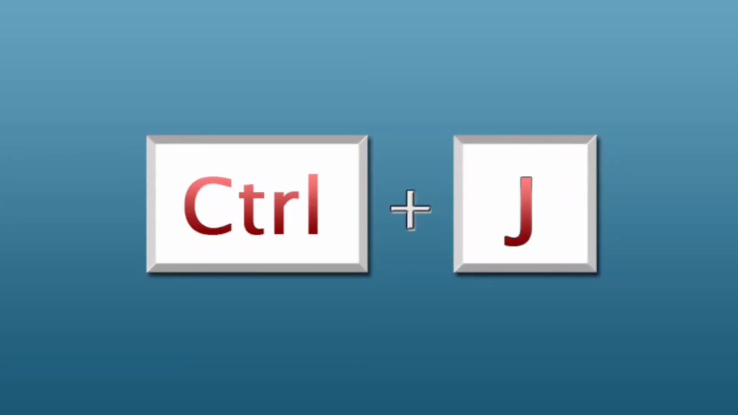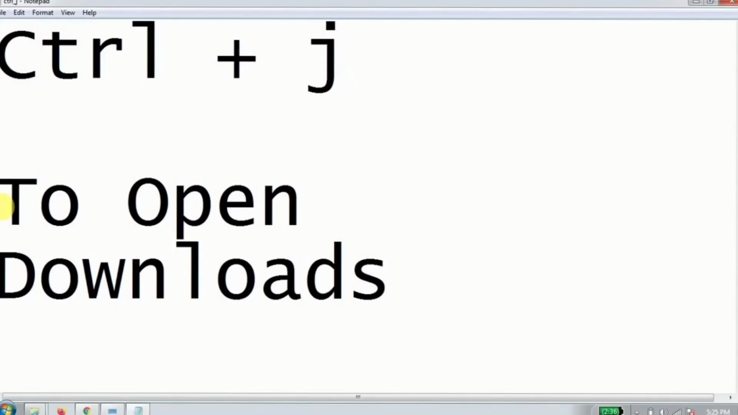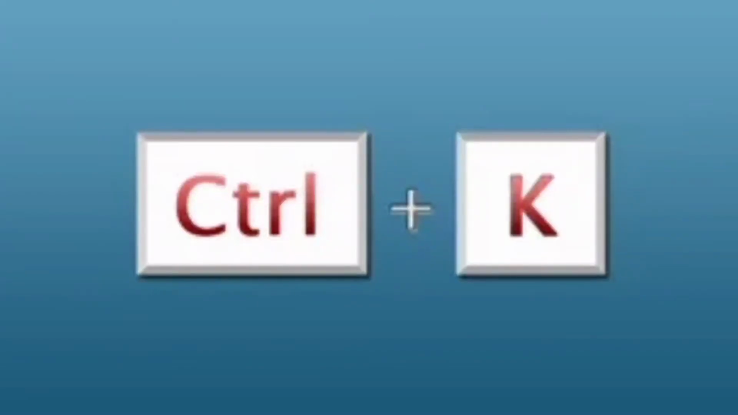10th shortcut is Ctrl plus J, alternatively referred to as Ctrl J. It is a keyboard shortcut that varies depending upon the program being used. 11th shortcut is Ctrl plus K. Ctrl plus K is a common computer command.